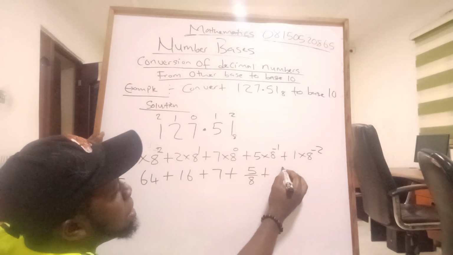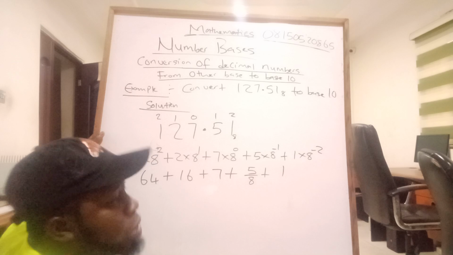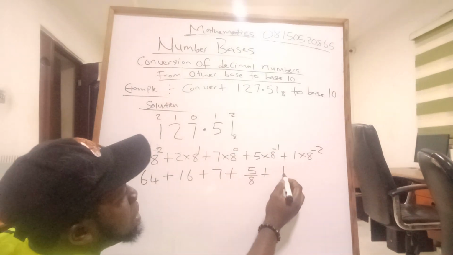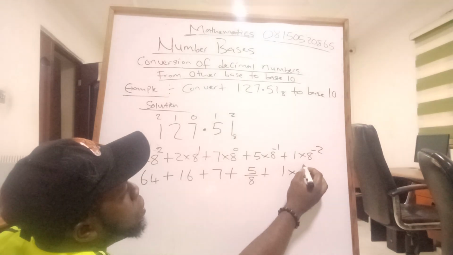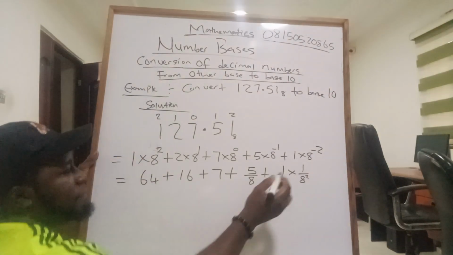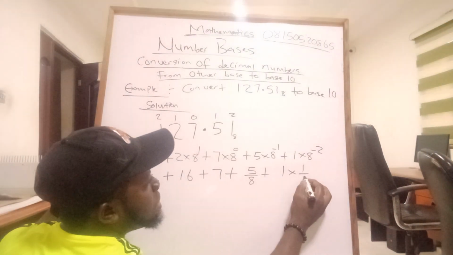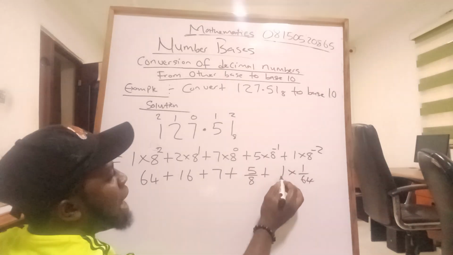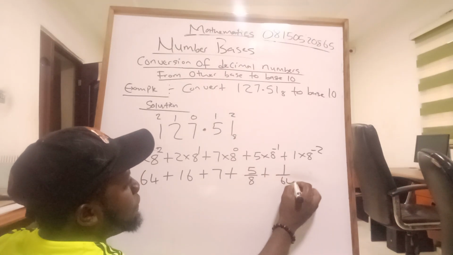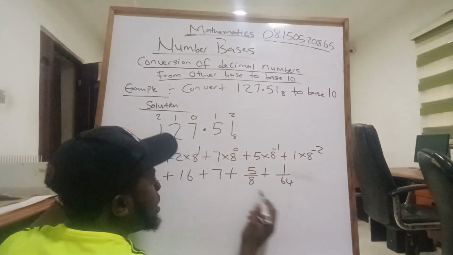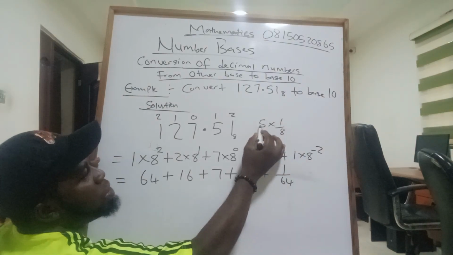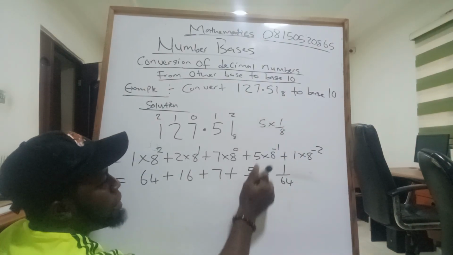plus 1 times 8 raised to power negative 2. This minus means it's 1 all over 8 raised to power 2, and 8 raised to power 2 is 64, so that will be 1 over 64. Then 1 times 1 over 64 means you have 1 all over 64. But here, this is 5 times 1 all over 8, which is 5 times 1. That's why we have 5 over 8.